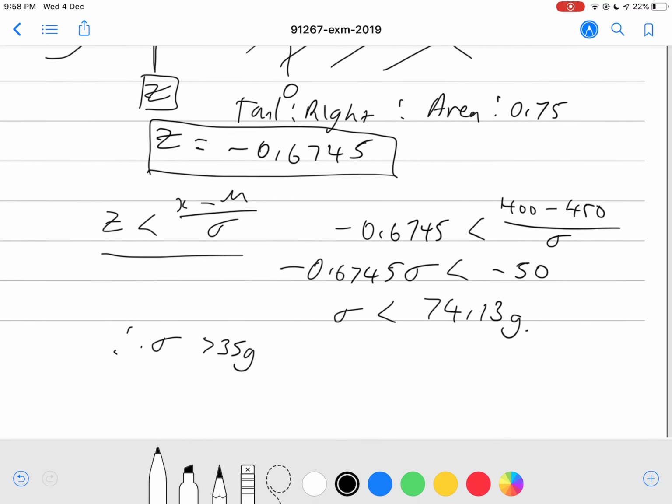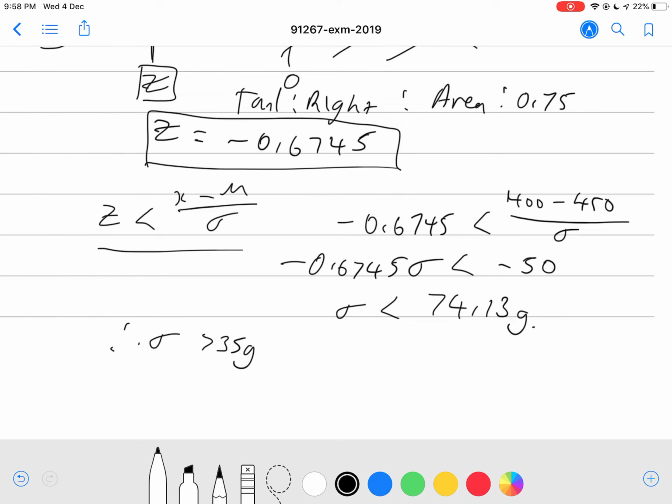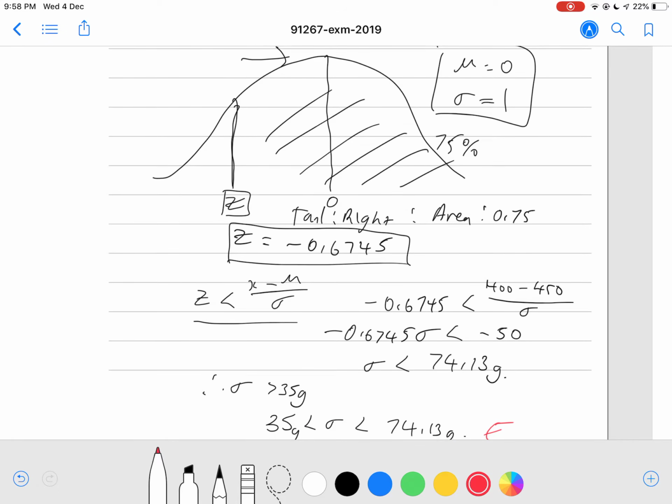So therefore, our range of standard deviation must be between 35 and 74.13. So we can write that in notation as this. Oh, sorry. So 74.13, so grams and grams. And that will be your final answer here. So in terms of getting an excellence, if you can work all the way to this final line here, you'll get an excellence. In terms of getting a merit grade, if you can just work up to here, that will get you a merit. And to get an achieved would be perhaps finding the z value here. So finding the z value here should get you an achieved mark.